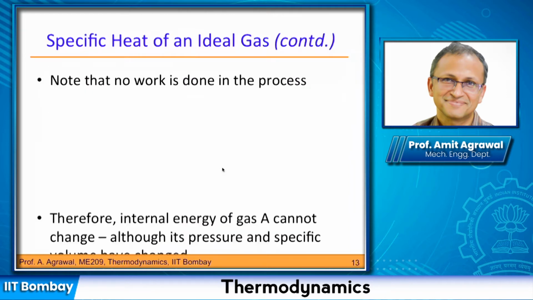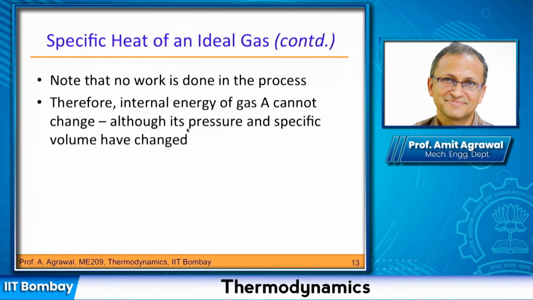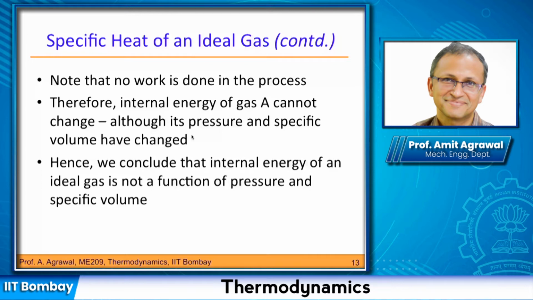Therefore, we can see that the internal energy of the gas A cannot change because there is no heat transfer and no work involved, although there is a change in the pressure and specific volume of the gas in container A. Therefore we can conclude that the internal energy of an ideal gas is not a function of pressure and specific volume, and it only depends on temperature. So this was an experiment used to show that the internal energy of a gas is only a function of temperature and independent of pressure and specific volume.